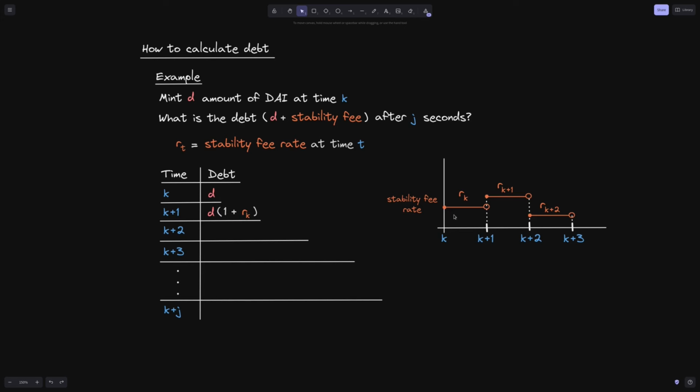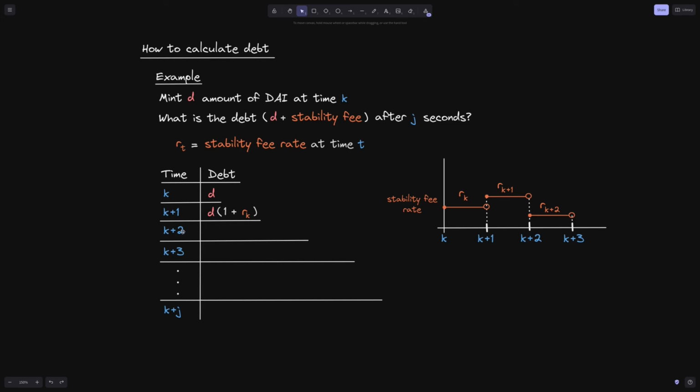Well, we can take a look at this graph, and from K to K plus 1, the stability fee rate is RK. And 1 second has elapsed, so the amount of DAI that this user will owe is D times 1 plus RK. For example, let's say that this RK is 5%. Rewriting this as a decimal number, this will be 0.05. So this will be D times 1 plus 0.05.